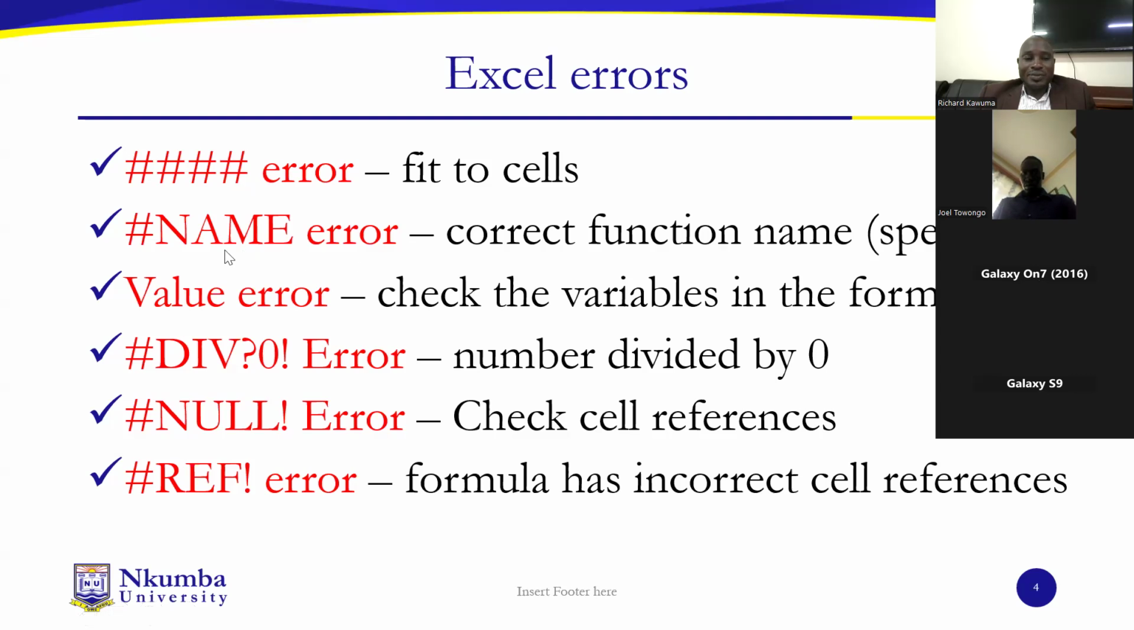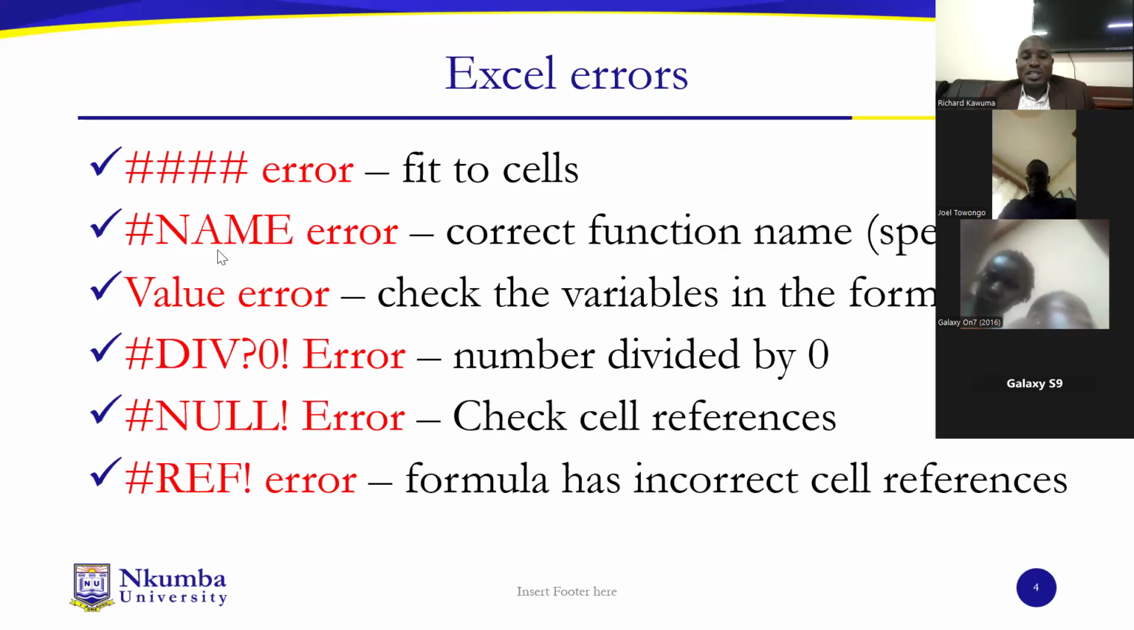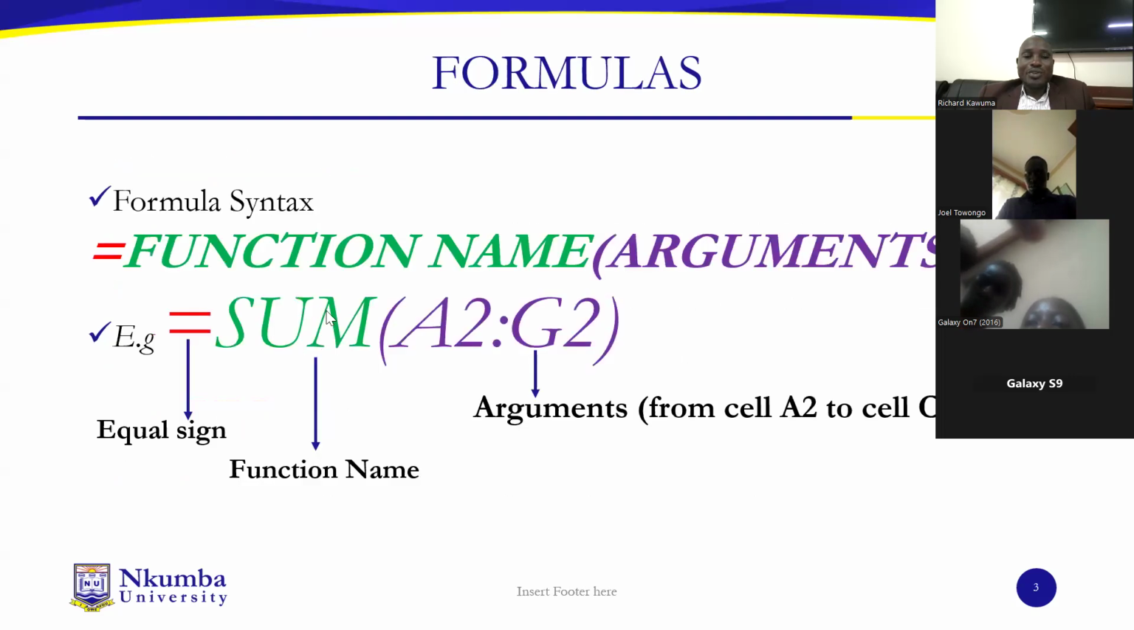Then we have the name error. The name error means the name of the function has a problem. Remember, we talked of the function name. So when you see a name error, it means go back and correct the function name. Say, for example, SUM here. Instead of typing SUM, you may accidentally type SAM. So it means go back and correct.